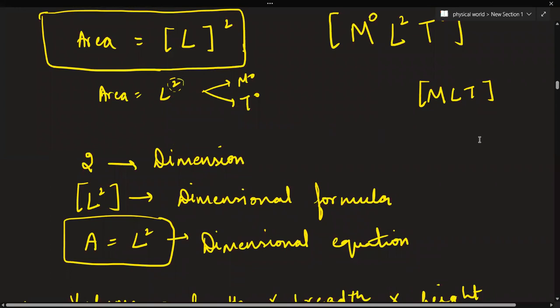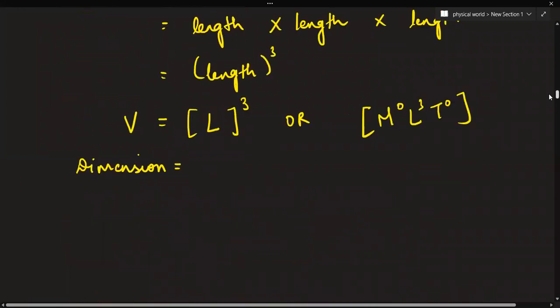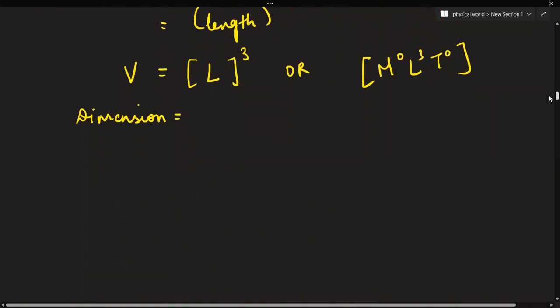So in terms of volume, what will it be? It will be 3. Correct. Perfect. This will be 3. Why? Because L to the power 3 is there, and whatever power you have, that is your dimension.